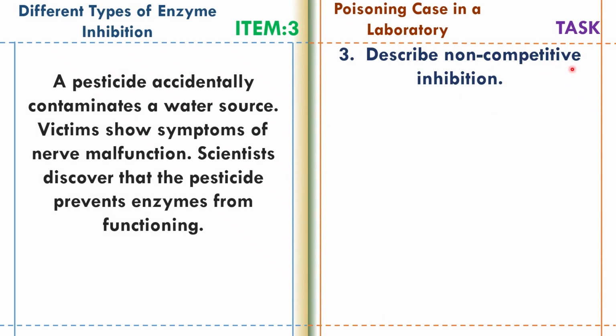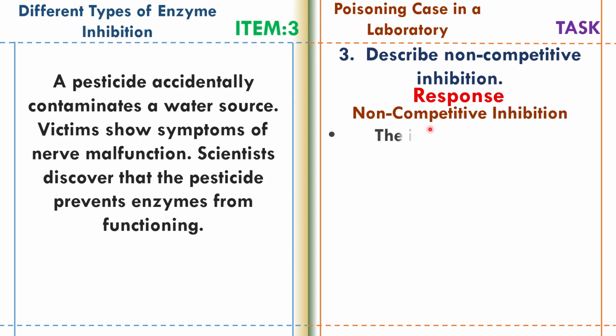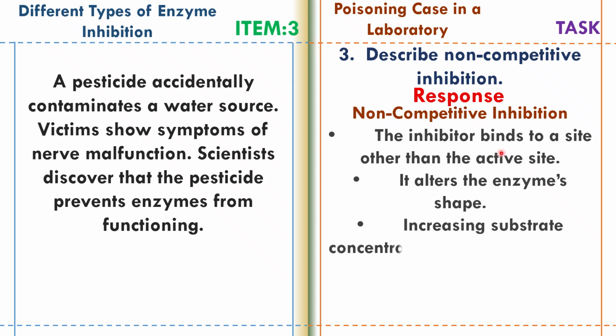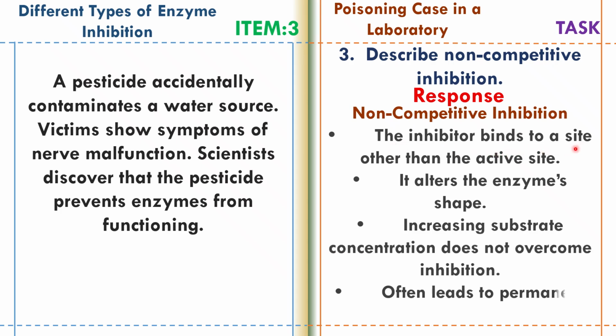Describe non-competitive inhibition. Non-competitive inhibition. The inhibitor binds to a site other than the active site. It alters the enzyme's shape. Increasing substrate concentration does not overcome inhibition. Often leads to permanent enzyme inactivation.